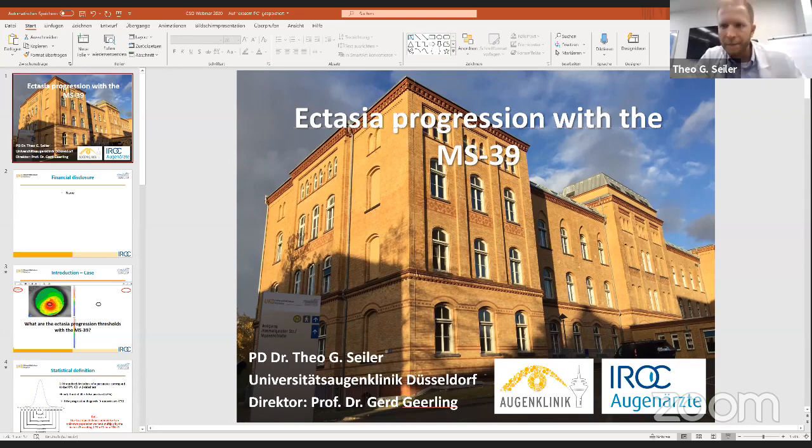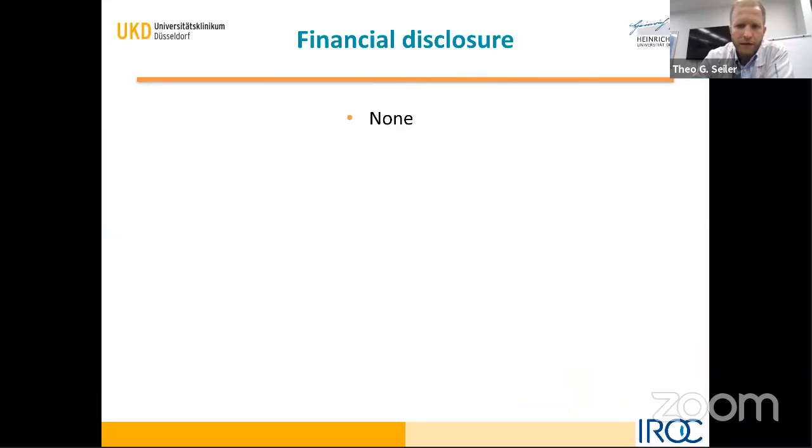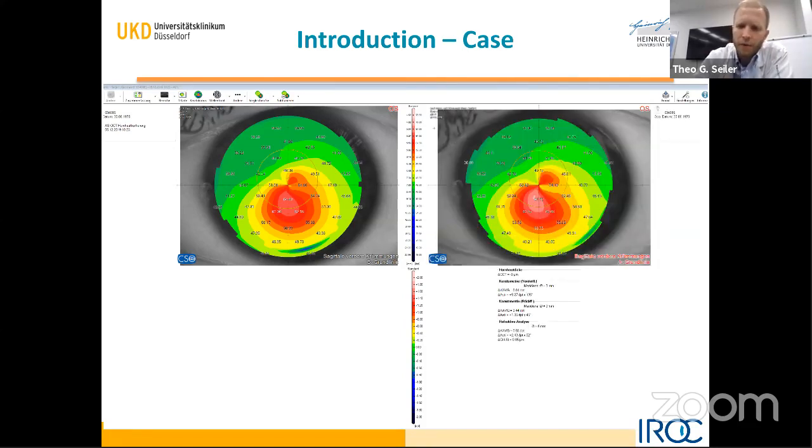So good evening, everybody. I'm talking today about the definition or determination of progression in keratoconus with the MS39. And I have no financial disclosure regarding that topic. I would like to start with a case that you see here, a typical regular keratoconus patient with a typical anterior curvature map, and the same patient with another curvature map. What we see here, I think everybody agrees with me, is that an increase of roughly 3 diopters in maximal keratometry indicates a progression of that patient.